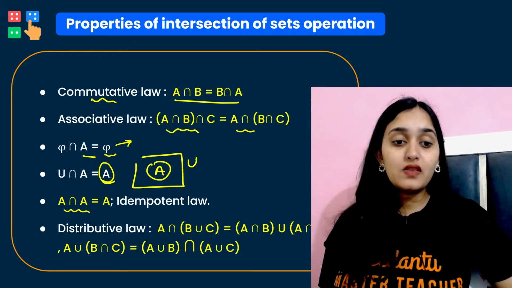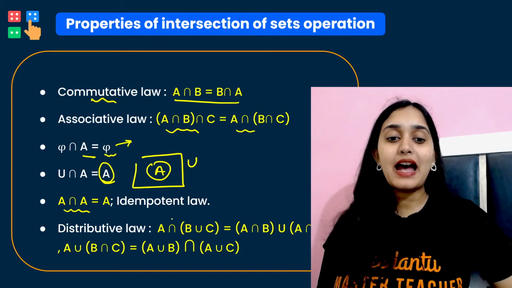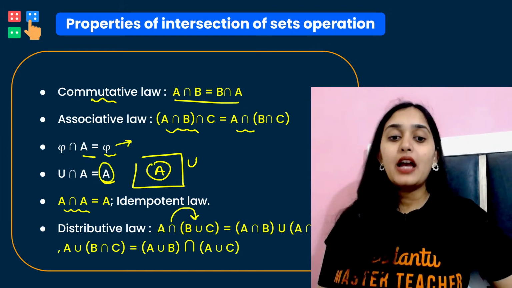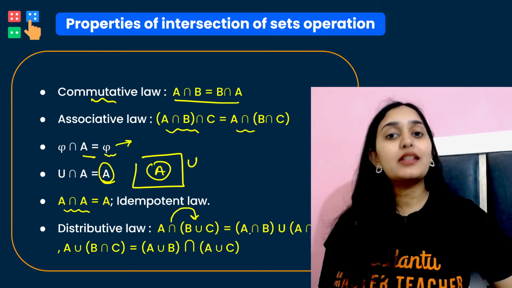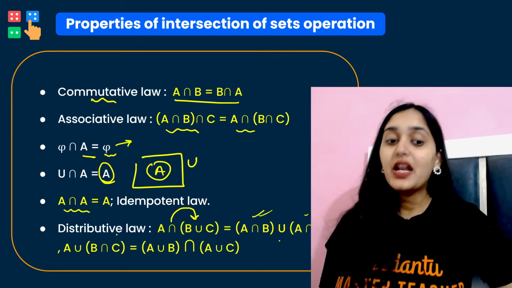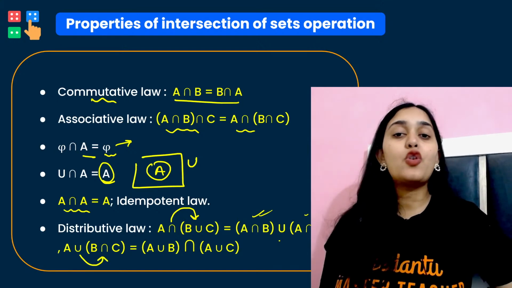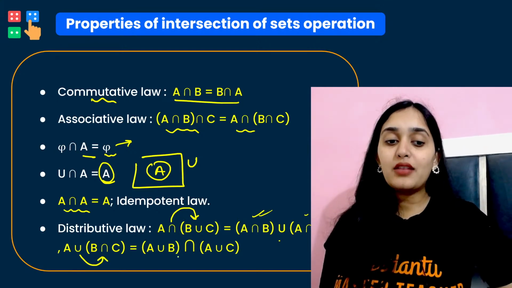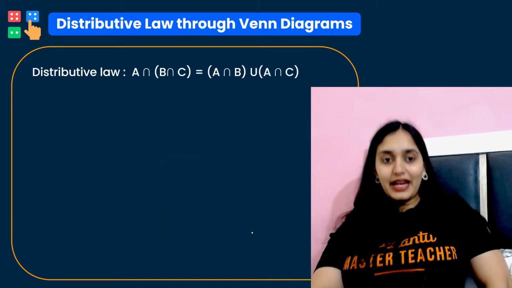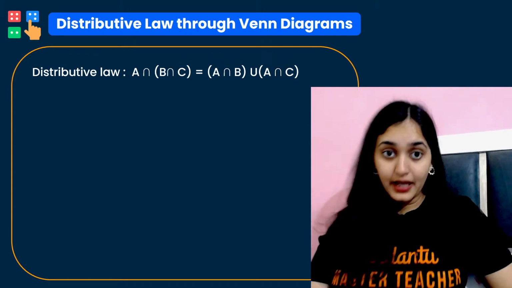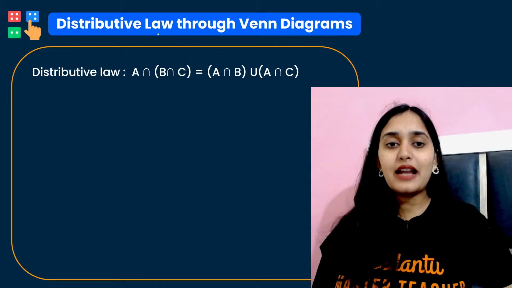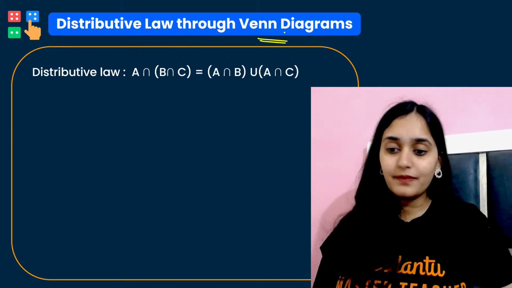Lastly, we have distributive law. Distributive law says that intersection can be distributed over union. A intersection B union C will be A intersection B union A intersection C. Similarly, union can be distributed over intersection: A union B intersection C will be A union B intersection A union C. All right. So this is basically distributive law.